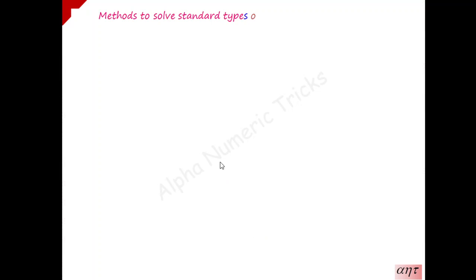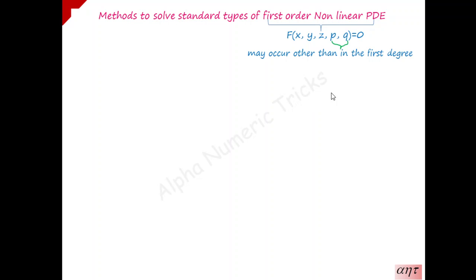And here we are going to see the methods to solve standard types of first order nonlinear partial differential equation. First order nonlinear PDE is of the form f of x comma y comma z comma p comma q is equal to 0. Here the partial derivatives p and q may occur other than in the first degree. In the solutions to partial differential equations video, we have seen some basic definitions of solutions, that is, what are all the types of solutions available in partial differential equations and the working rule to get those solutions theoretically. We have seen that video.